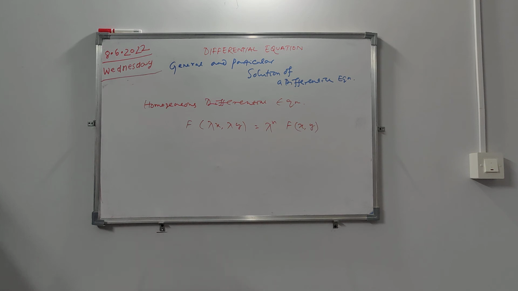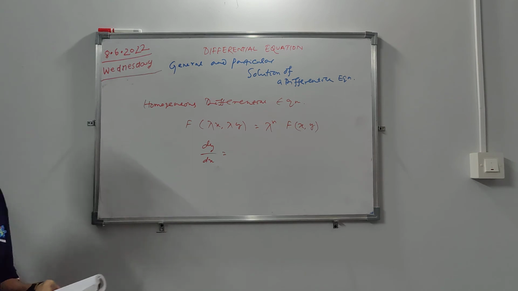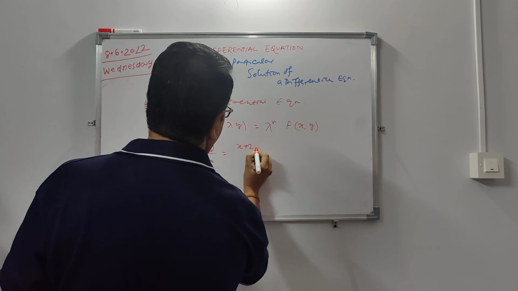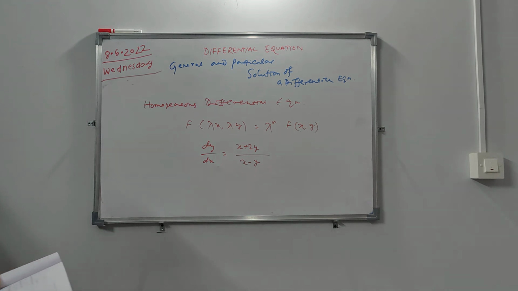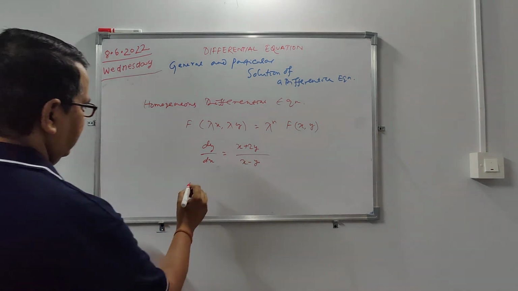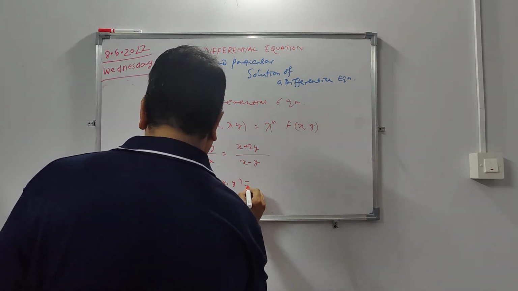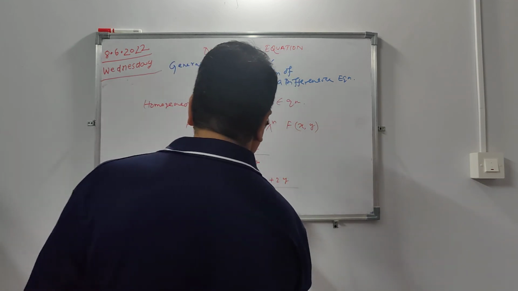There are some numericals like prove that it is a homogeneous equation. That will be LHS equal to RHS. They will say prove that this equation is a homogeneous equation. How do we prove? dy by dx is equal to x plus 2y divided by x minus y. Then you will find f of x y is equal to x plus 2y divided by x minus y.